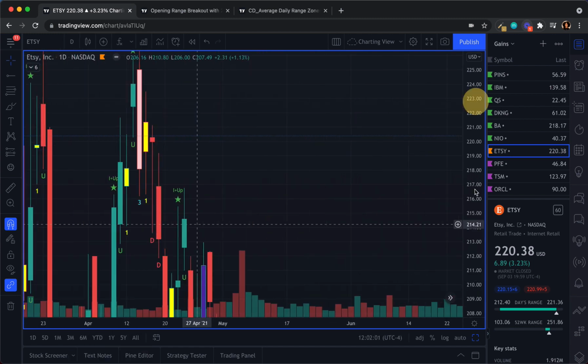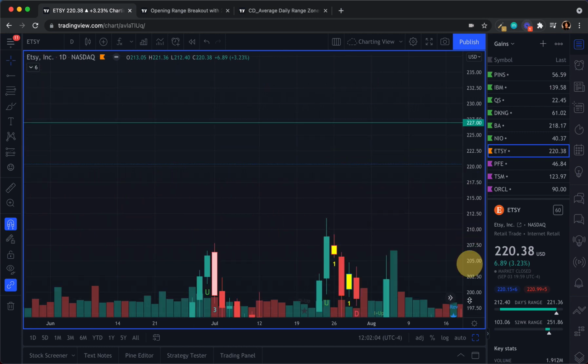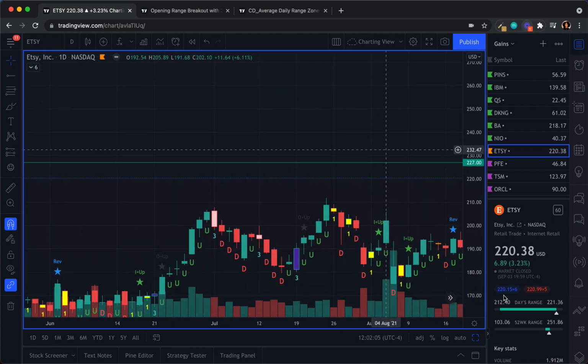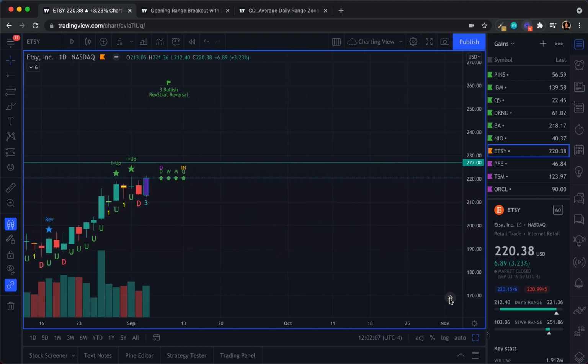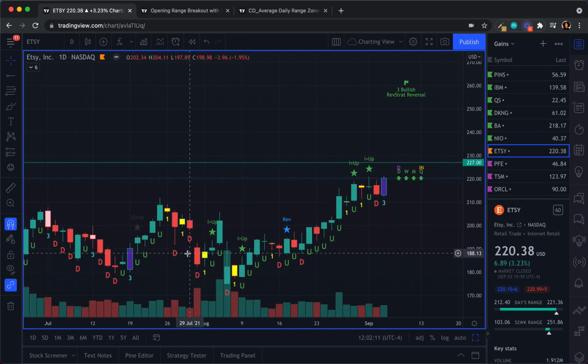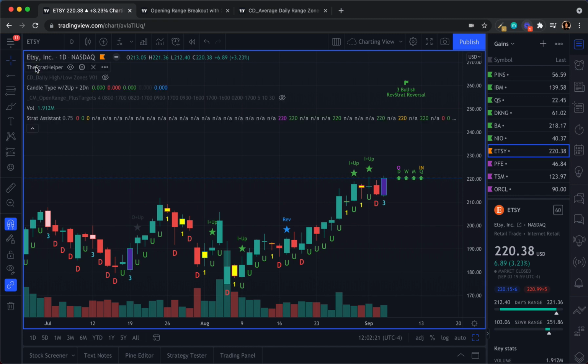So this is one candle per each day now that we're looking at. Okay, so there's a bit going on here. So let's start by indicator. So the first indicator I have is the TheStratHelper. So I'm going to go ahead and hide this just to show what changes when I hide it and how I'm using it.